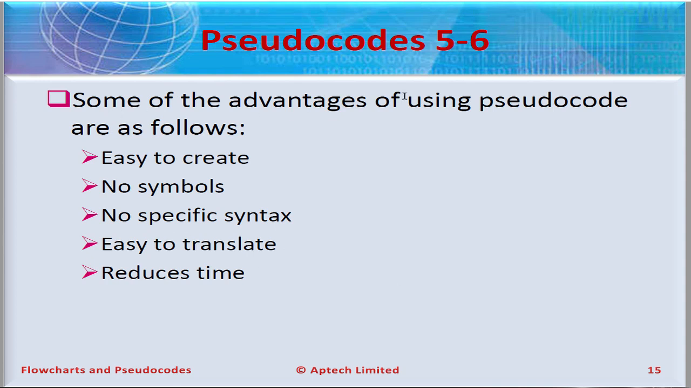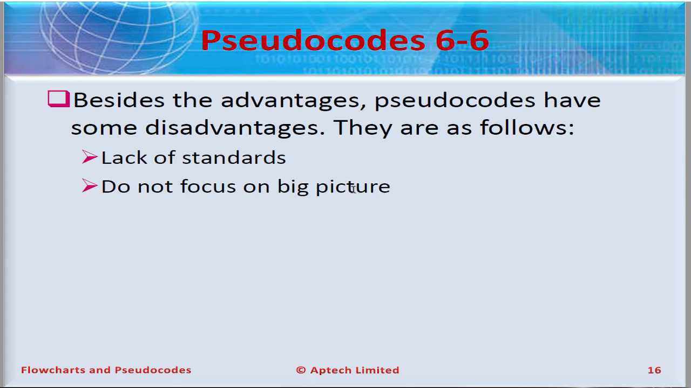Some of the advantages of using pseudocode are given below. It's easy to create. This is just writing or typing it out. There are no symbols, no specific syntax. It's easy to translate, and basically it reduces time. Here we are not drawing, okay? We're just writing or typing things out. Disadvantages, they're given here. There is a lack of standards, and it does not focus on the big picture.